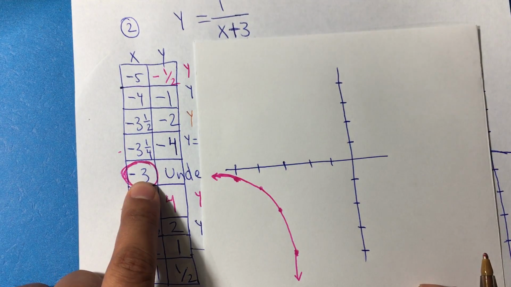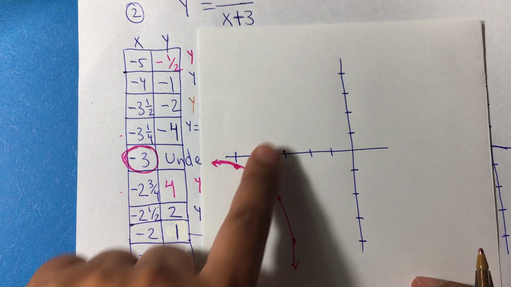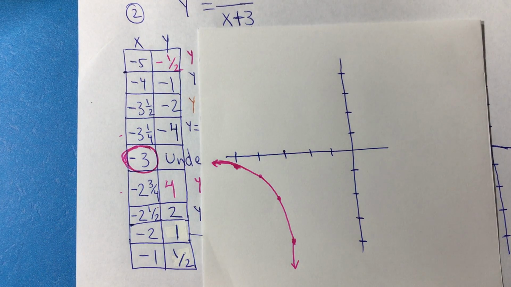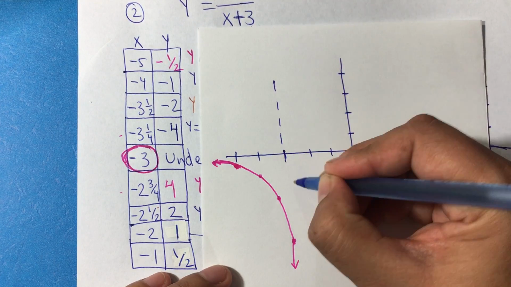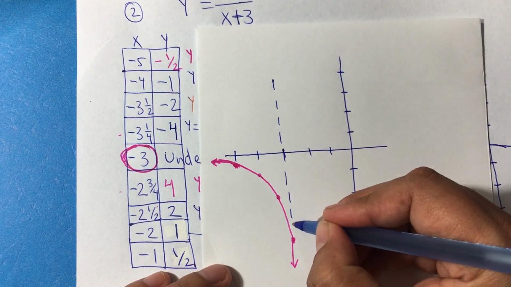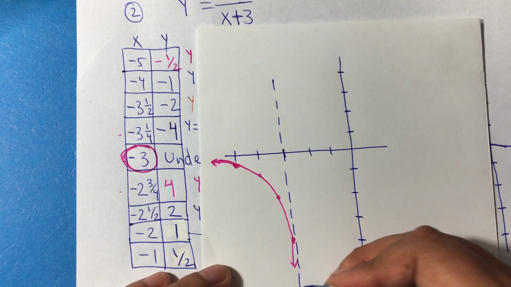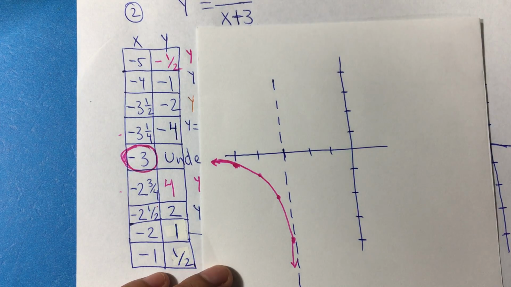For this negative 3 undefined, it just means that it will never touch that point, and that's where my vertical asymptote will go. Okay, that's why it says undefined. It will approach it, but it will not touch it.